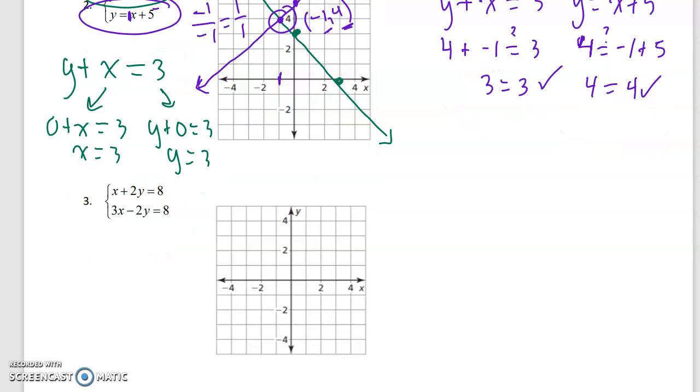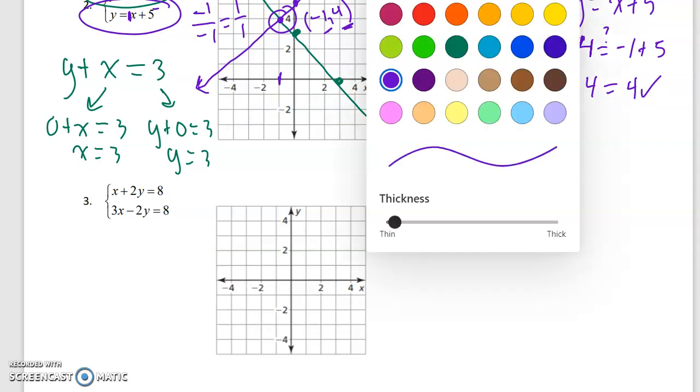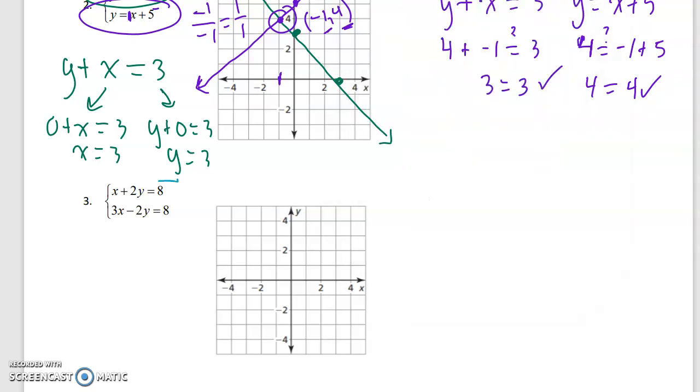So there are a couple ways to graph these equations. For number 3, the first one, both of these equations are in standard form. The first equation, it's actually easy to find the intercepts because the intercepts are going to be integer values. So when y is 0, x would be 8. When x is 0, 2y would be 8 or y would be 4.